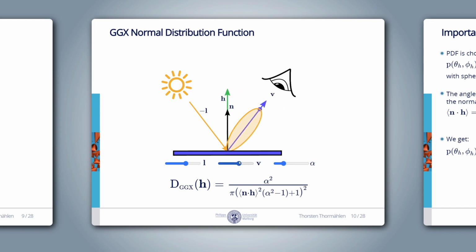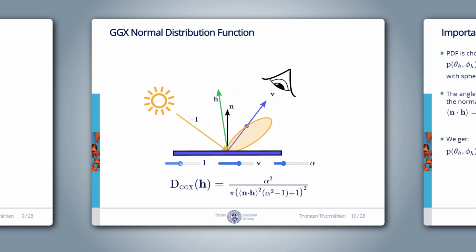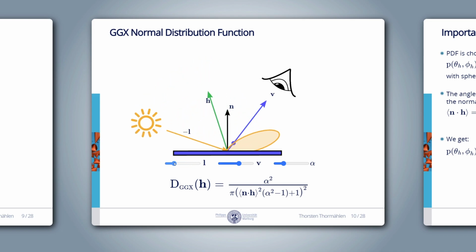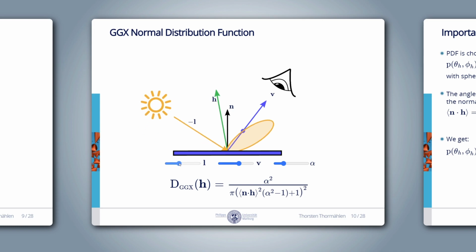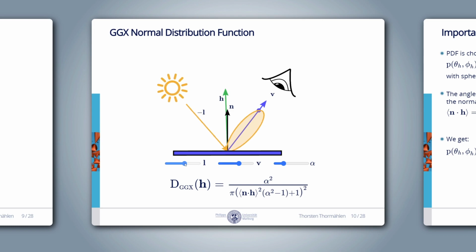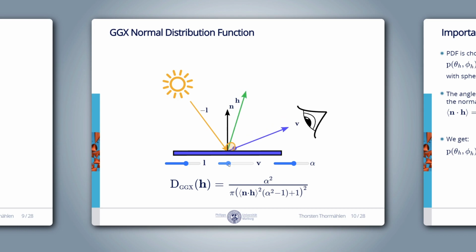If we change the light direction, the half-way vector also changes. The further the half-way vector is away from the macroscopic normal direction, the smaller the contribution in the view direction. This is because statistically there are fewer microfacets that are oriented such that they reflect light in the view direction. If the roughness parameter alpha is increased, the orientations of the microfacets are more random and light is collected from a larger range. In this case, the normal distribution function is less dependent on the view direction and its amplitude is smaller.